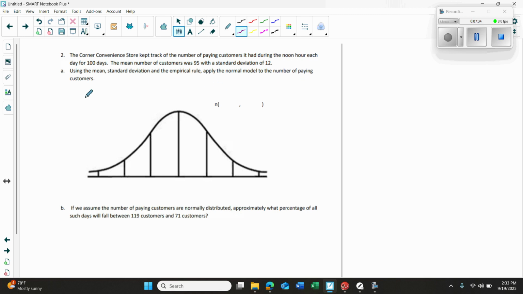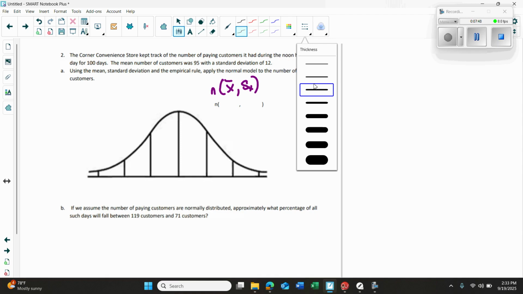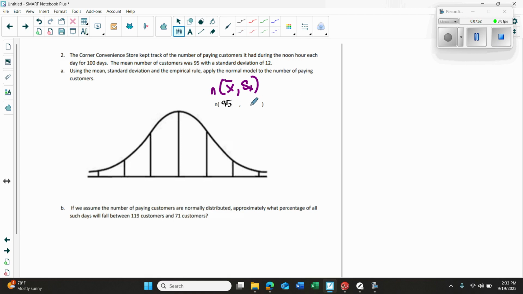Okay, if we're applying the normal model here, remember, a normal model is written N, where the first number is our mean and the second number is our standard deviation. So this one is going to be a normal model of 95, 12. Down here on this graph with my z-scores, I'm going to have 0, 1, 2, 3 standard deviations, and -1, -2, -3 standard deviations.